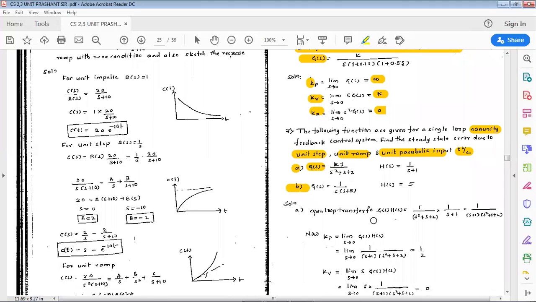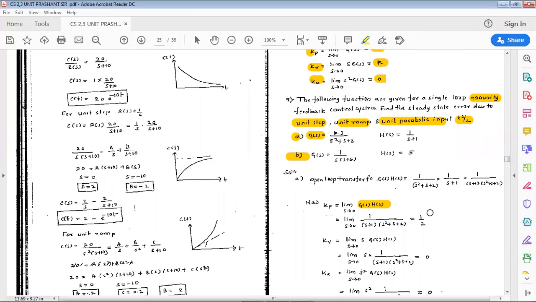The open loop transfer function is given as G(s)H(s). Just multiply these two: 1 by (s square plus s plus 2) into 1 by (s plus 1), which results in 1 by (s plus 1)(s square plus s plus 2). Now we need to find Kp, Kv as well as Ka. The formula for Kp is limit s tends to 0 of G(s)H(s). This product we have already found. Substitute back here and apply the limit s tends to 0: 1 by (0 plus 1), and 0 plus 0 plus 2. So the overall answer will be 1 by 2. So Kp is equal to 0.5.